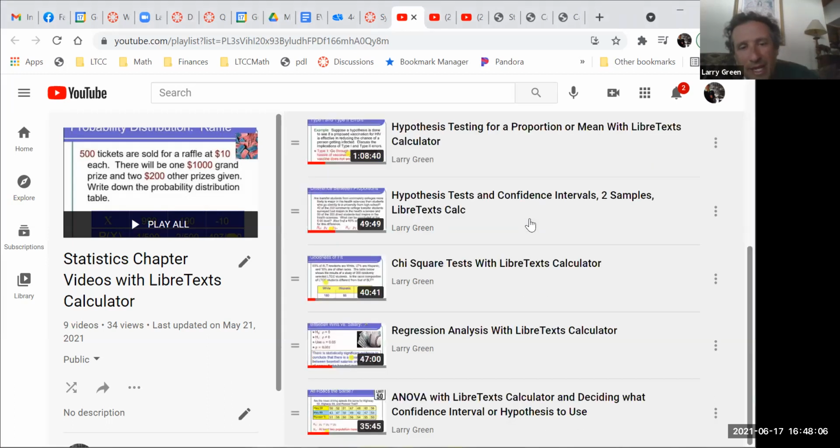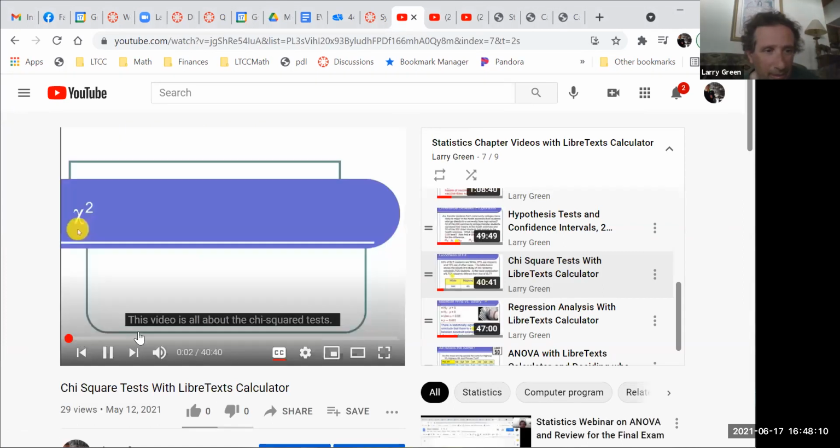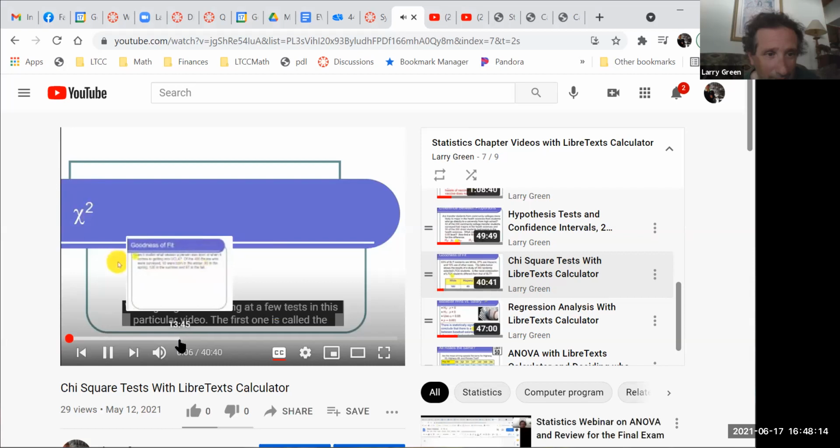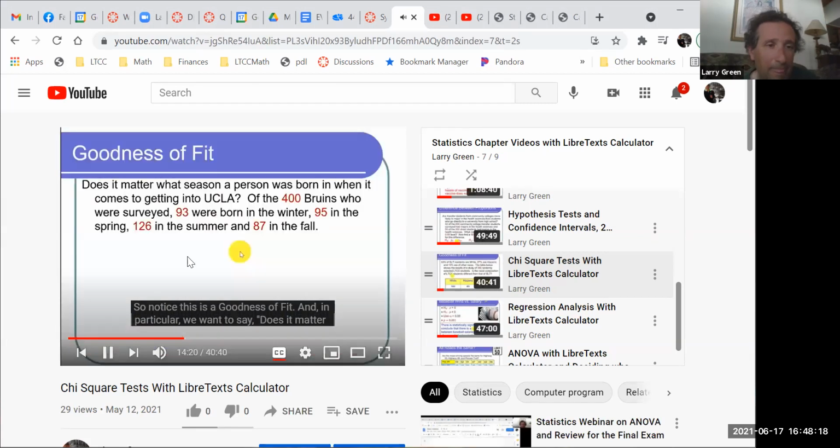And you can do the same thing and grab one of them about the chi-squared. And then go find an example. This is a goodness of fit. So there's an example, and let's see if you can answer it. Okay, and then you can watch the next few minutes. Any questions on that suggestion?